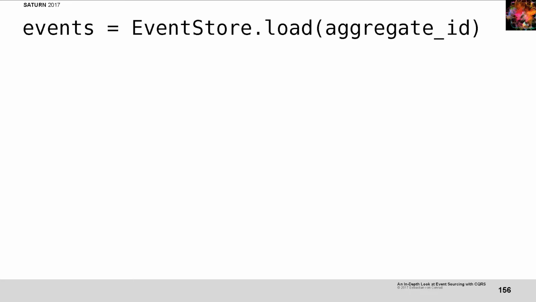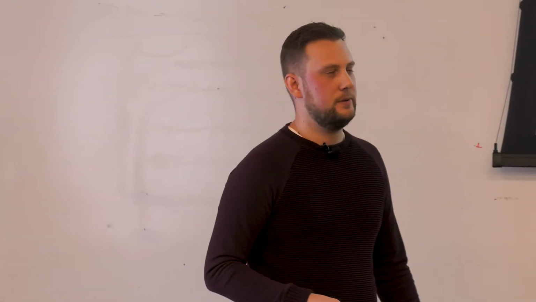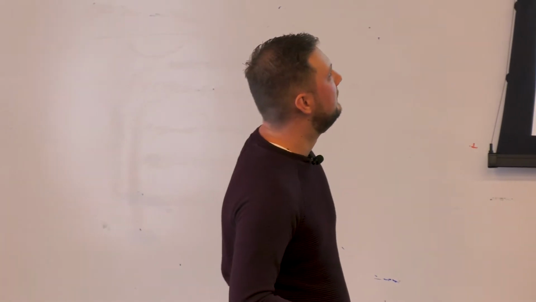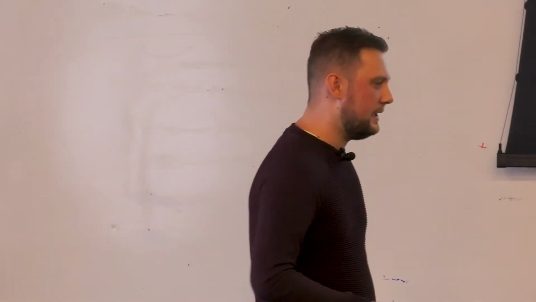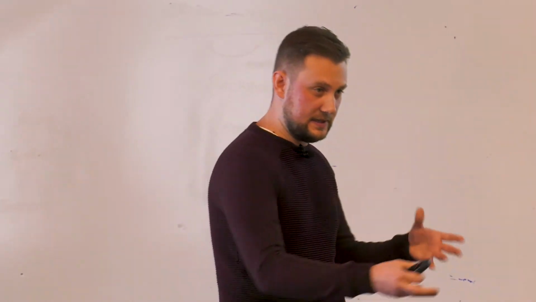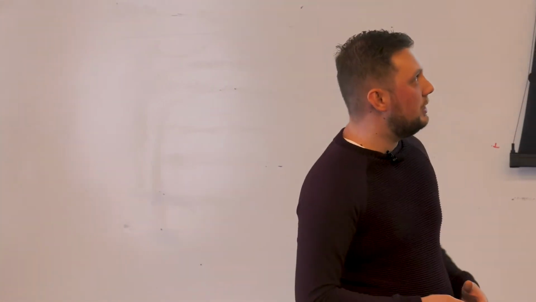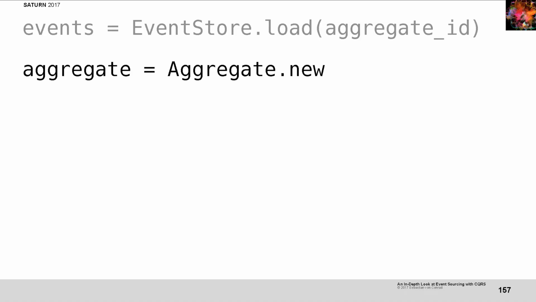It's going to be a few slides with a little bit of code to try to explain how this works. It's more pseudocode than anything, so don't read too much into my awesome coding skills. We start by loading all of the events for a particular aggregate from the event store. That's how we begin. We get a command and we load all of the events for the particular aggregate. We then create a brand new instance of this aggregate class.